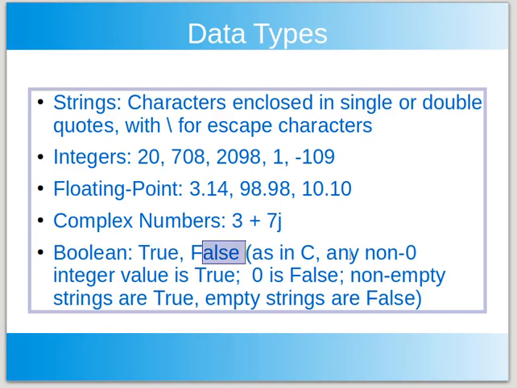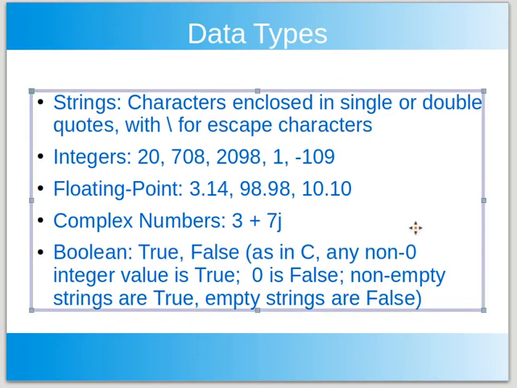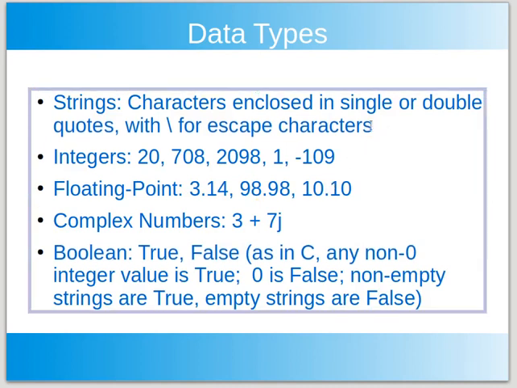As in C, any non-zero integer value is true. 0 is false, and non-empty strings are true. So this would be an empty string because there's nothing in between the quotes. This would be a non-empty string, and this would be a non-empty string. Pretty much anything except the empty one is a non-empty string, which will be evaluated to true. And empty strings are false.